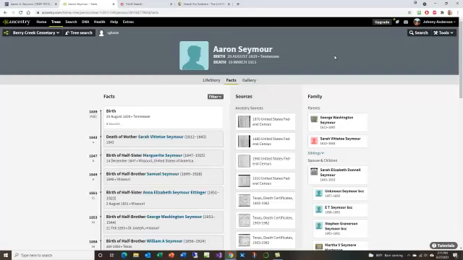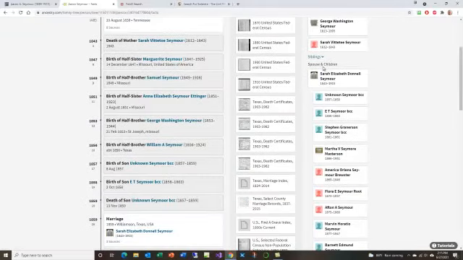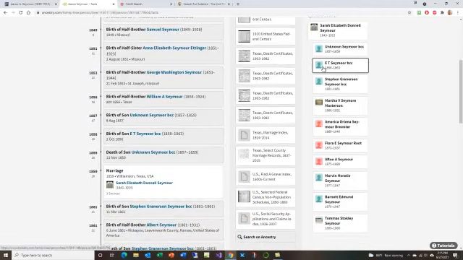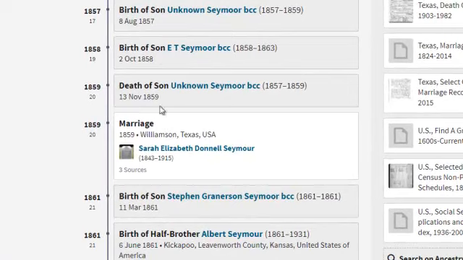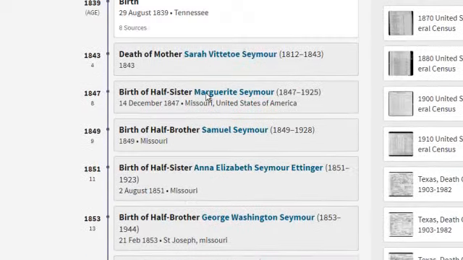So we're looking for where he lived in 1860 with the 1860 census. We're looking for any Civil War records. In this case, we have neither. It's not an 1860 census, and there are no Civil War records attached to his family tree. But we can go over here and look to see, in 1859, he married Sarah Elizabeth Donnell, another one of the pioneer families in Williamson County, at the age of 20. So there's a pretty good likelihood that at the beginning of the war, he was living in Williamson County, Texas.